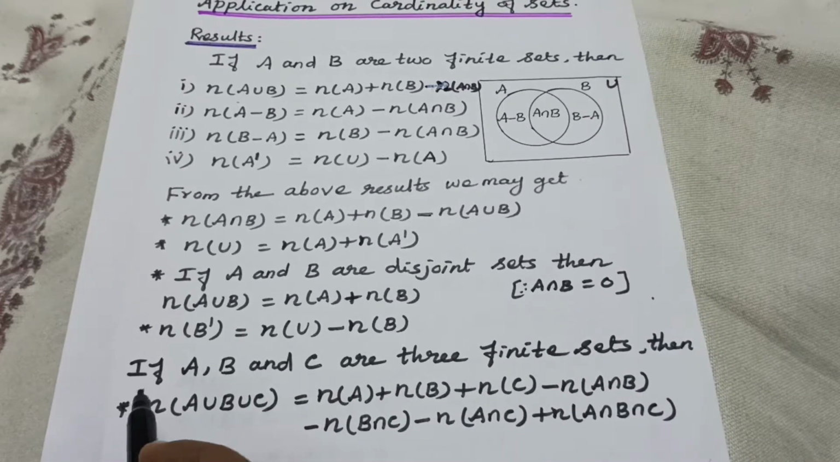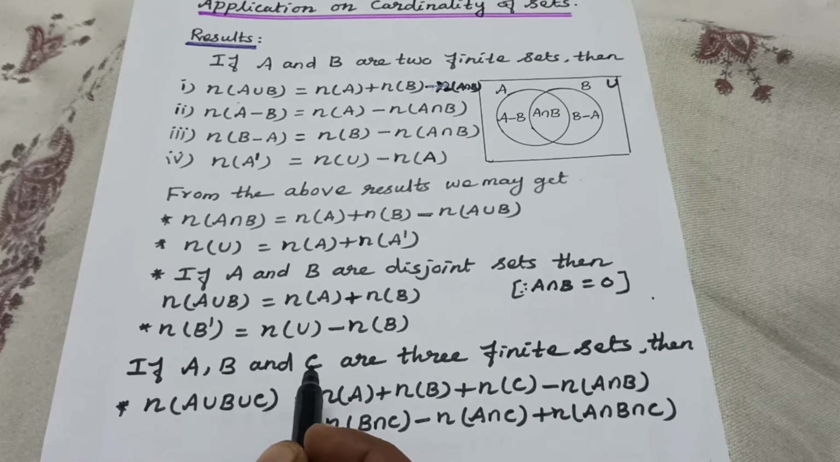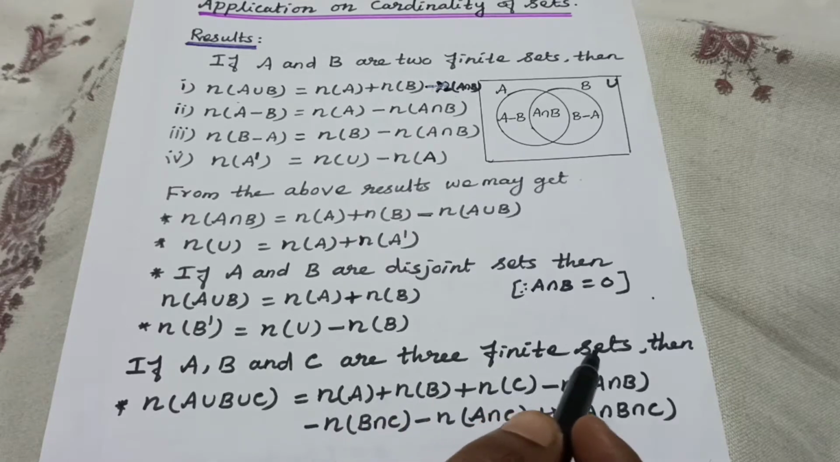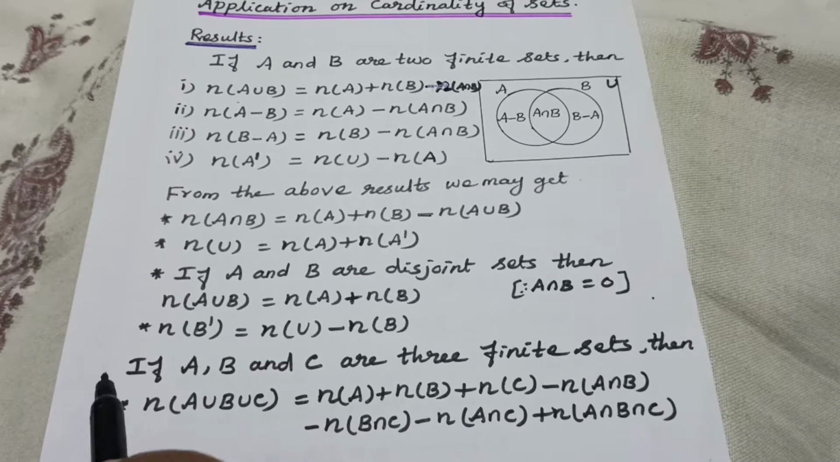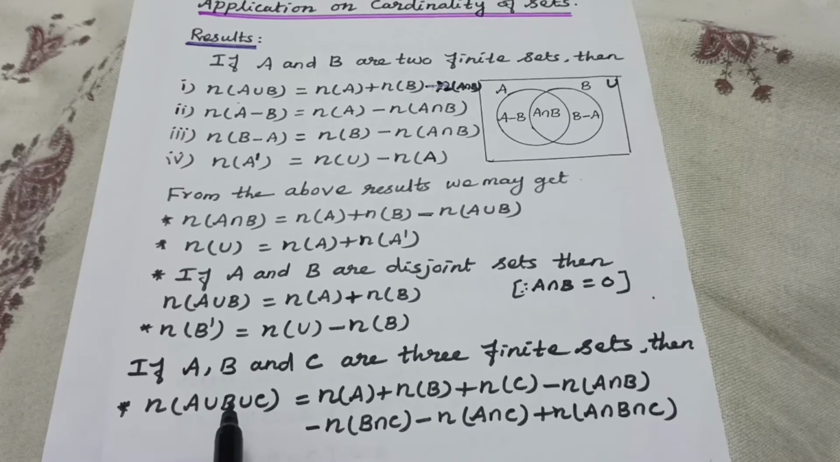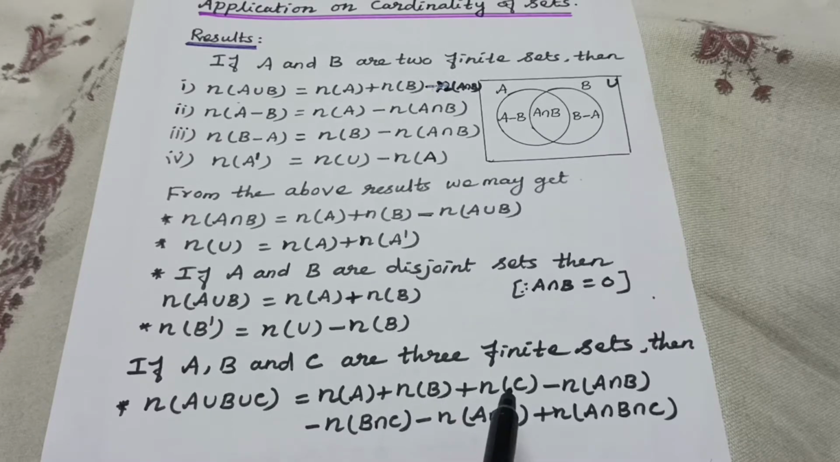So, if A, B and C are three finite sets, the formula is n of A union B union C is equal to n of A plus n of B plus n of C minus n of A intersection B minus n of B intersection C minus n of A intersection C plus n of A intersection B intersection C. Okay.